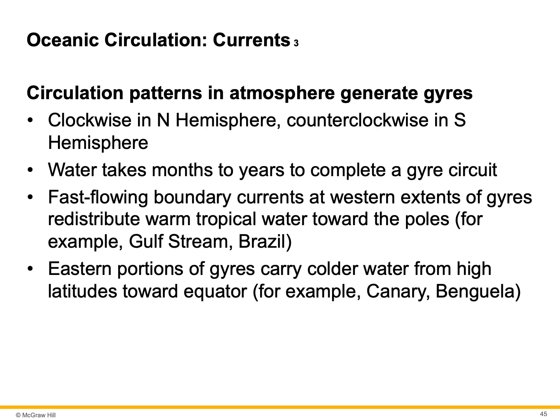The fast-flowing boundary currents at the western extents of the gyres redistribute warm tropical water toward the poles, for instance, the Gulf Stream. Eastern portions of the gyres carry colder water from the high latitudes toward the equator, for example, the Canary.